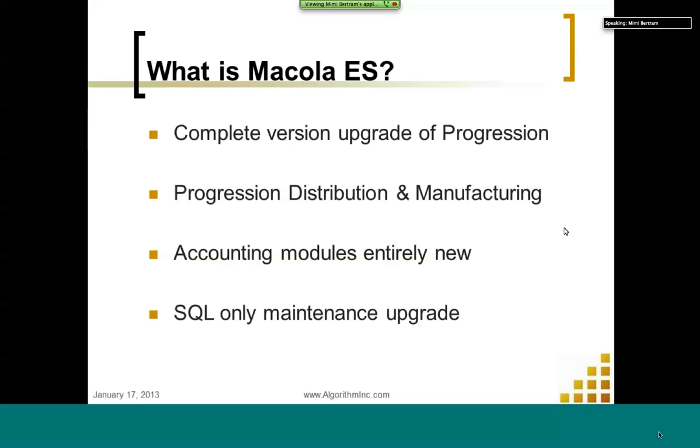I kind of thought at this juncture, most of our clients, the vast majority of progression users are already on SQL, but surprisingly enough, I was working with one of our progression clients the other day and realized that not only were they not on SQL, they were on B trees, so they hadn't even gotten to Pervasive. So it definitely is still out there, and it's well worth mentioning that you must upgrade to Microsoft SQL and Progression SQL before we go to Macola ES.